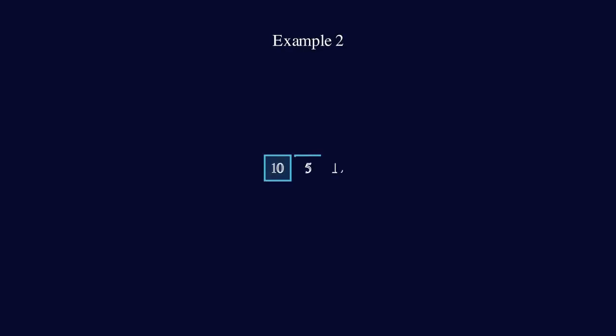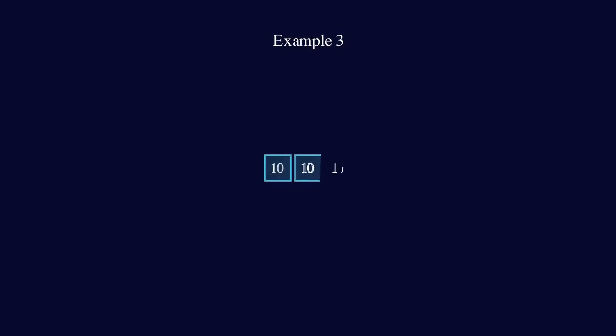Example 2, the array is 10, 5, 10. The largest number is 10. We need the next largest value that's different from 10. That number is 5. So the second largest distinct element is 5. Output is 5, and that's what we return.